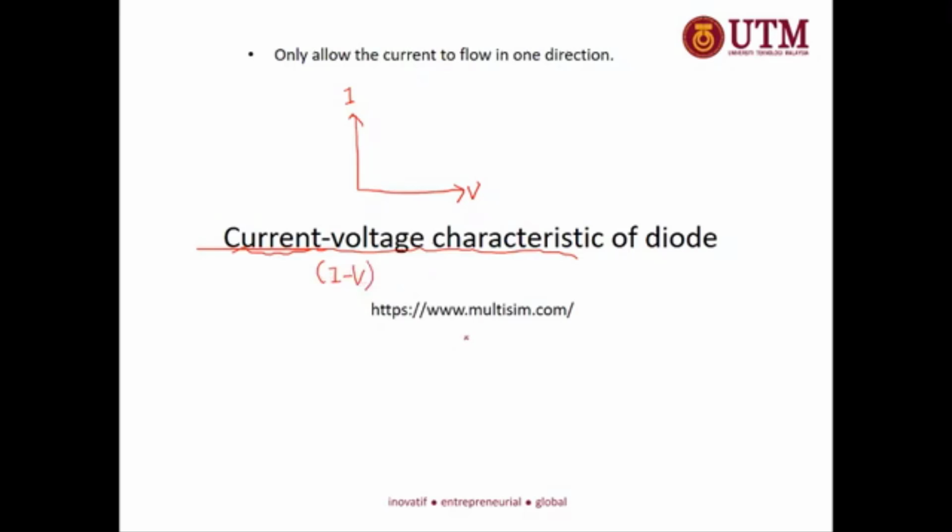Okay, in order to simulate the IV characteristic of a diode, we use a circuit simulator. One of the most well-used software is called Multisim. I think some of you have used it before in other subjects in your previous semester. Multisim is a circuit simulator. You should have a license, but the good news is for a simple simulation, you can use an online simulator. You can go to this website, sign up, and then you can do the simulation.